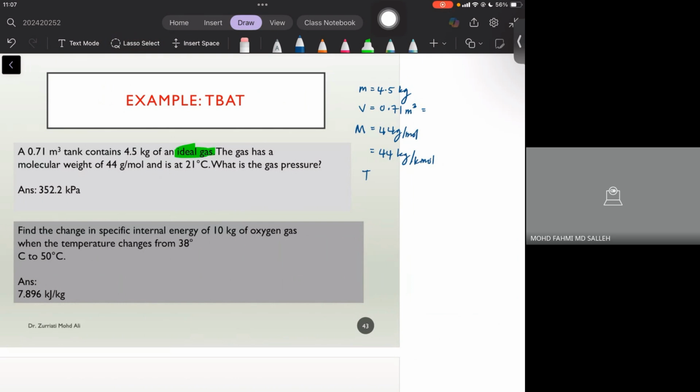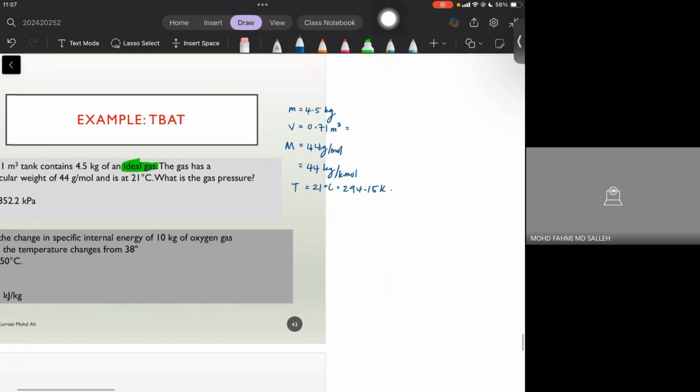And then we have the temperature. Temperature is 21 degrees Celsius. So again, we just convert it into Kelvin, 294.15 Kelvin. So from here, they require you to find the gas pressure. The gas pressure can be determined using the ideal gas equation, PV equal to mRT. So the pressure is what we are going to find.